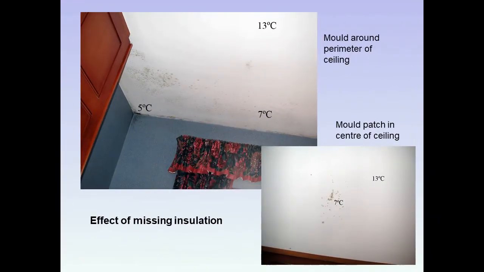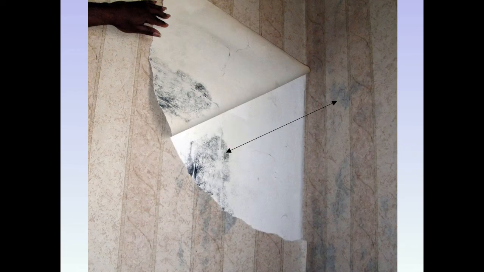And finally, with reference to this is missing insulation around the perimeter of a room, and the temperatures show where the insulation is missing. This is a black mould. It's actually developed beneath wallpaper. You can see the staining on the surface, but the mould itself is under the wallpaper.